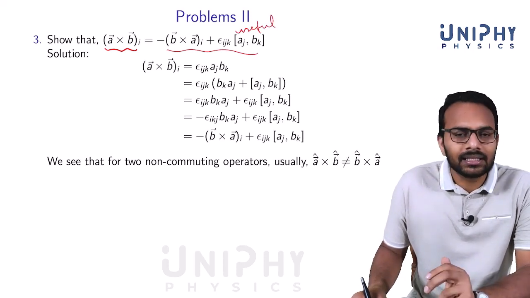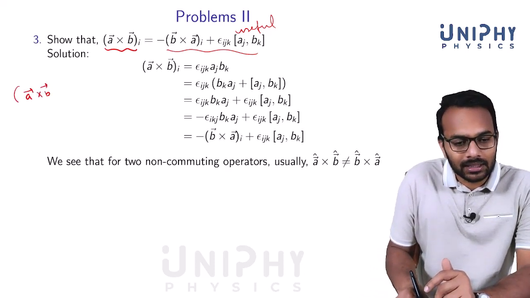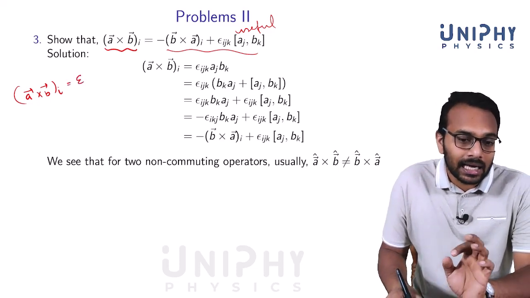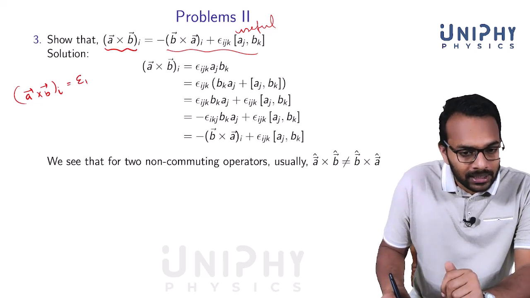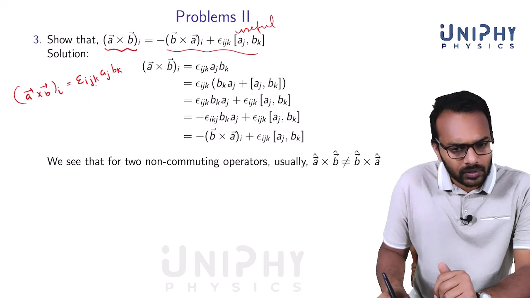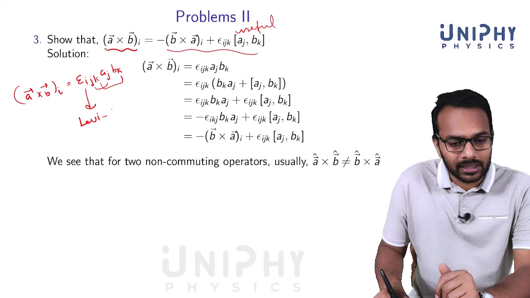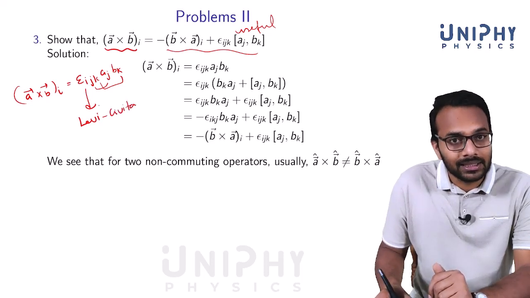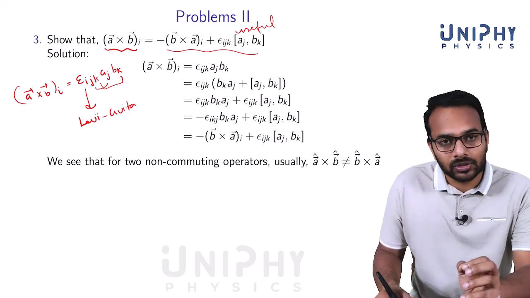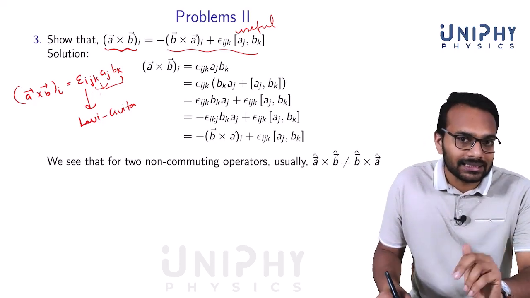Okay. Let's see how we prove this. We have already said that if you have two vectors, the ith component of their cross product is given by epsilon ijk aj bk, with summation over j and k. We have talked about the Levi-Civita symbol in classical physics, so I don't think I have to repeat it here. Just to refresh your memory, it has three possible values: 1, -1, and 0. It's completely antisymmetric about the exchange of any two indices.